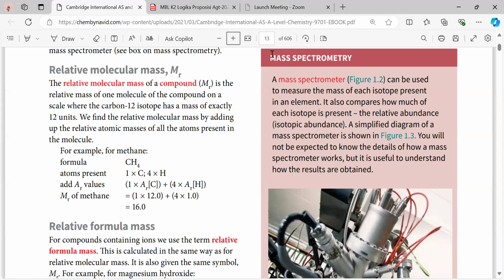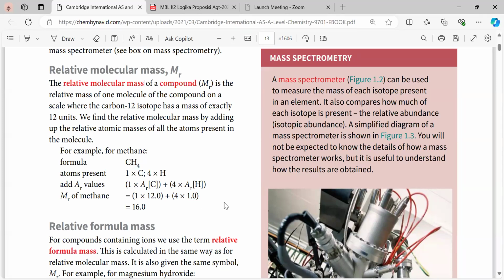The atoms present in this compound are one carbon and four hydrogen. We know that the Ar of carbon is 12, and since there is only one carbon in this formula, we times that by 1, meaning we have 12. For hydrogen, the Ar of hydrogen would be 1, and since CH4 has 4 hydrogens, we times that by 4.